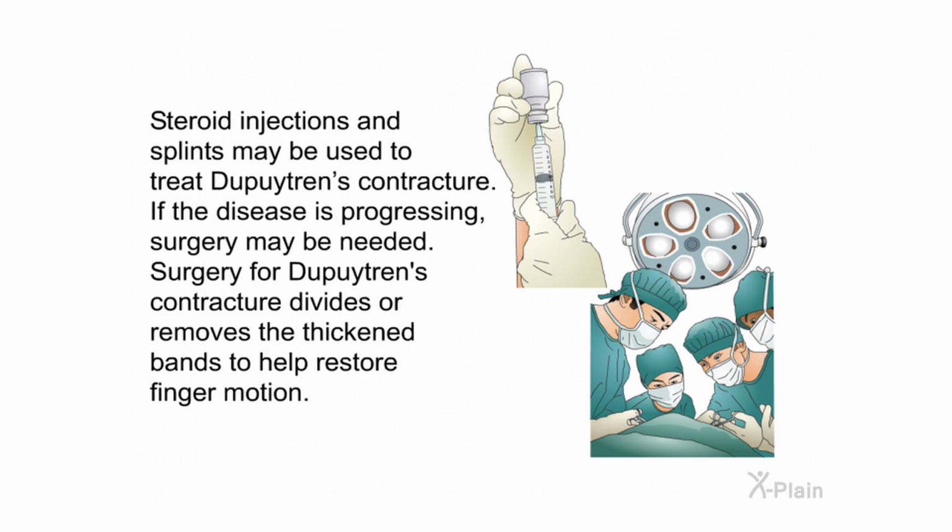Steroid injections and splints may be used to treat Dupuytren's contracture. If the disease is progressing, surgery may be needed. Surgery for Dupuytren's contracture divides or removes the thickened bands to help restore finger motion.